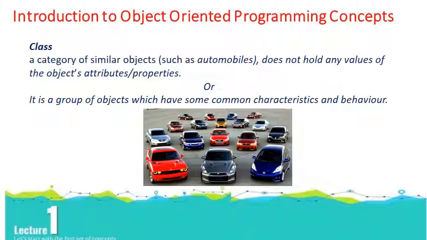Now, another thing comes, what is a class? A category of similar objects, so when we group more than one object together, then it becomes a class. So we can say a class is a group of objects which has some common characteristics and behavior.